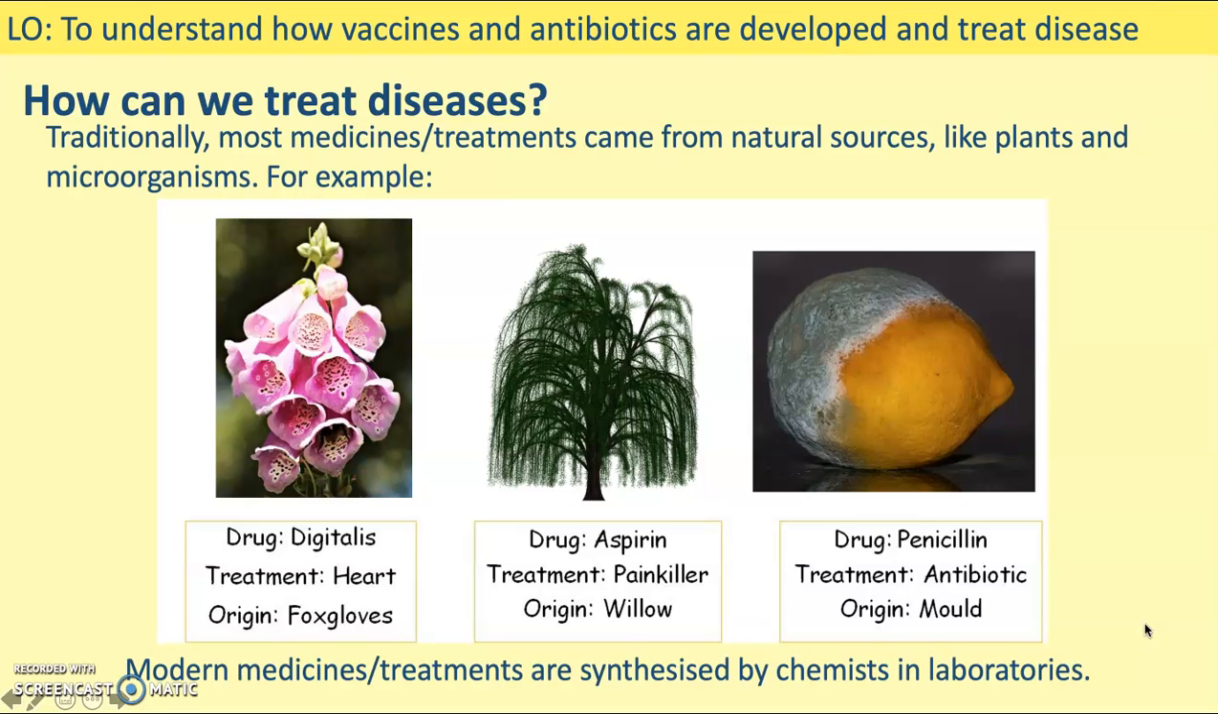So the first one originates from foxgloves, and it treats irregular heartbeat, so it strengthens the heartbeat, and it's a drug called digitalis. The second one, which most of you will have heard of, is aspirin. It's a painkiller and it originates from the bark of willow trees. And finally, the last one is a drug called penicillin. It's an antibiotic and it originates from mold. Modern medicines and treatments are now synthesized by chemists in labs.